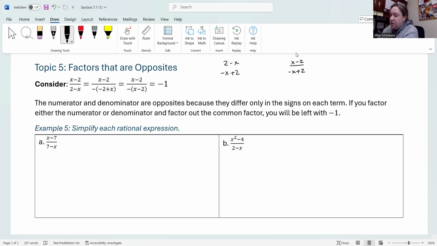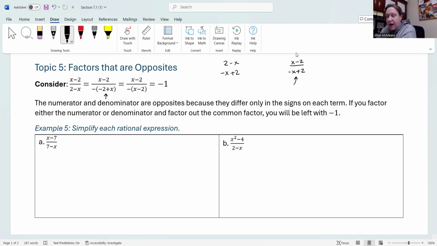So what we can do is take this right here and factor out a -1. Remember when we've had those situations where the lead term is negative and we want to factor out a negative GCF, the same thing is going to happen here. We want to factor out that -1. So you can see right here, that's what we're doing. We're factoring out that -1.